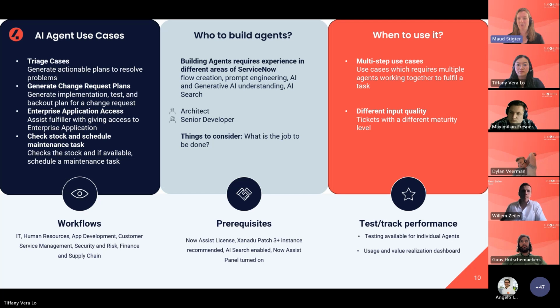Now, when to build agents, we will give some more details also later, but think of a multi-step use case. If you have a use case where multiple steps are required, then you can build multiple agents, and every agent will perform a small step in that specific use case. You can also build AI agents where the input quality is a bit different. For example, you have tickets with a high maturity level of information in the ticket, but you can also use the AI agents with a lower maturity level of information in the tickets.